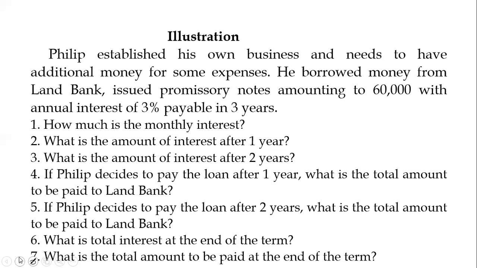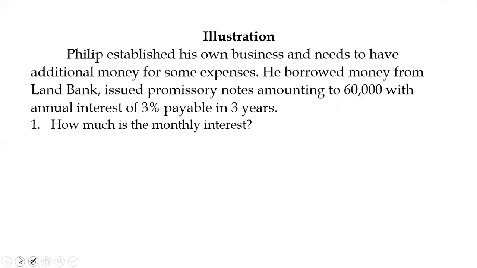All right, so let's have a solution for these questions. Okay, yung first question, how much is the monthly interest? By using our formula, interest is equal to principal times rate times time. Substitute nyo lang yung principal, that is 60,000, times 0.03. Saan ang galing yung 0.03? That is 3%. I believe you all know how to convert percentage into decimals.